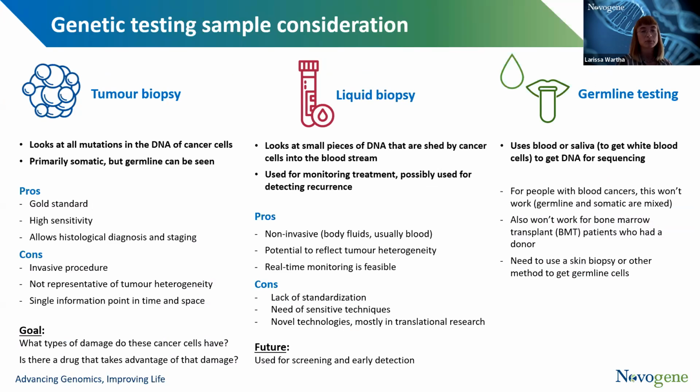So let's now look at some testing approaches used to identify damage with therapeutic options, screening, and early detection, which may be important for you when you choose what method you would like or need to use for your own studies. There are two main biopsy approaches used to detect somatic mutations of cancer: tumor biopsy and liquid biopsy. Tumor biopsy looks at all mutations in the DNA of cancer cells and has the advantage that it's high sensitivity and a standard procedure. However, it is quite invasive and it is not representative of tumor heterogeneity and evolution.